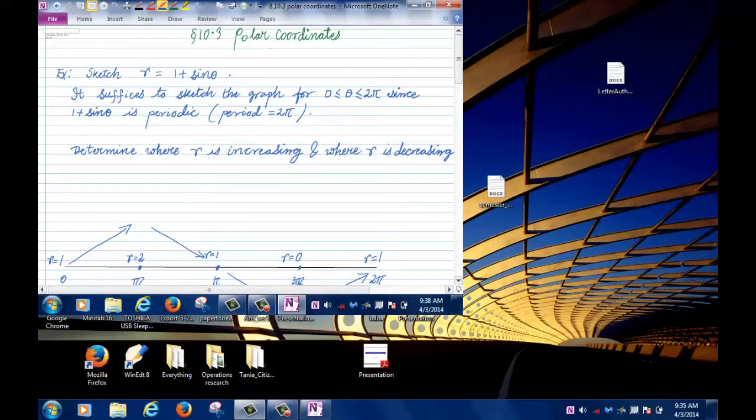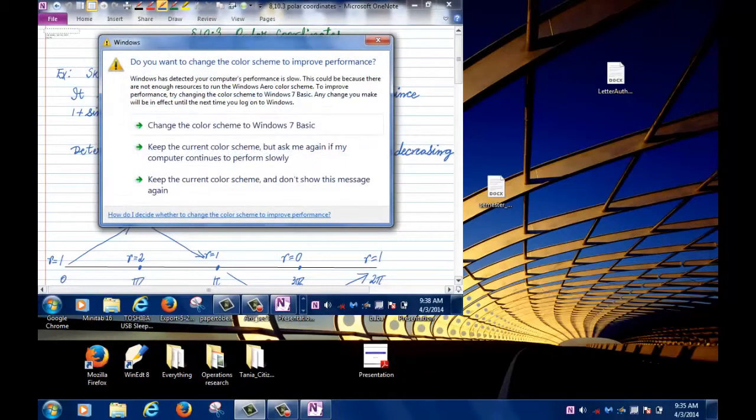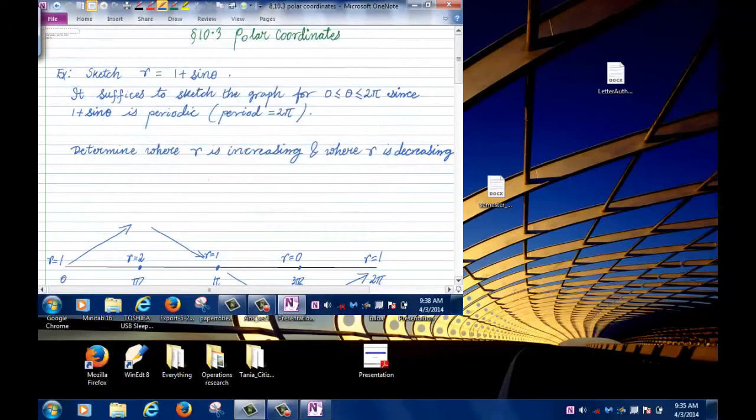So what we said was that in this case it suffices to sketch the graph of this equation for theta between 0 and 2 pi, and the reason being that this function sine theta is a periodic function with period 2 pi. So let's say we want to determine then where is r increasing and decreasing, right? That's what we wanted to do.